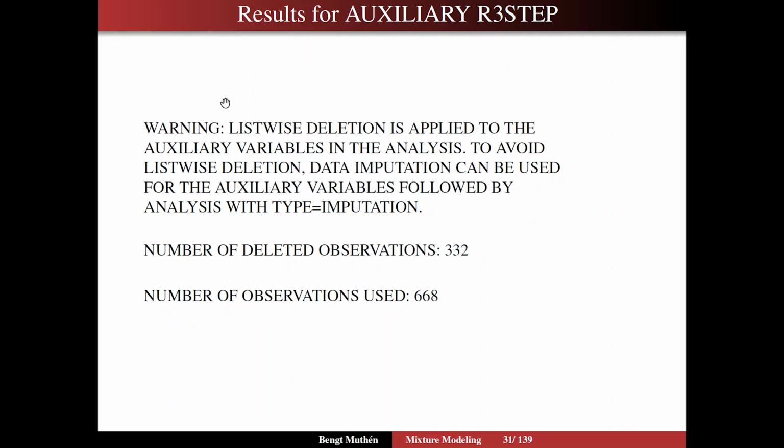Now, with R3-step, we have list-wise deletion applied to the auxiliary variables. To avoid that, you can take the tack of data imputation, followed by analysis with type calls imputation, which I will illustrate in the manual approach section. The number of deleted observations again here is 332, and the ones used 668. So you lose quite a big chunk of data in this example, with the distal.dat data set.